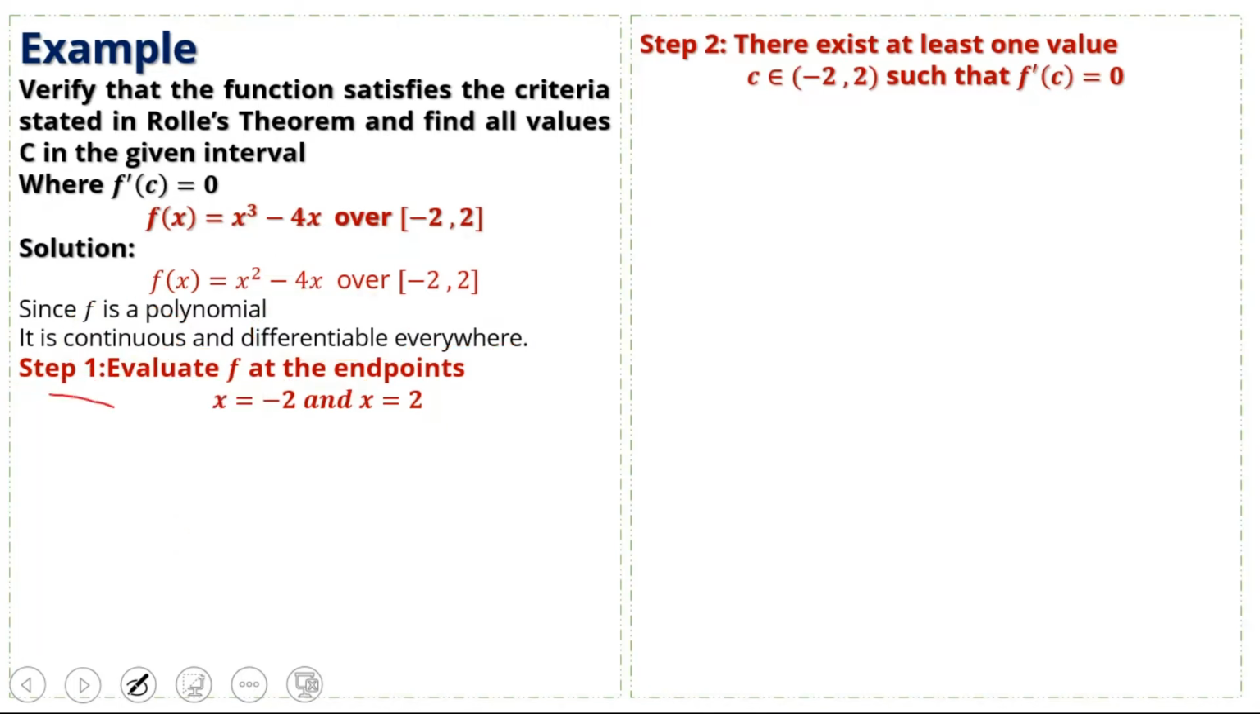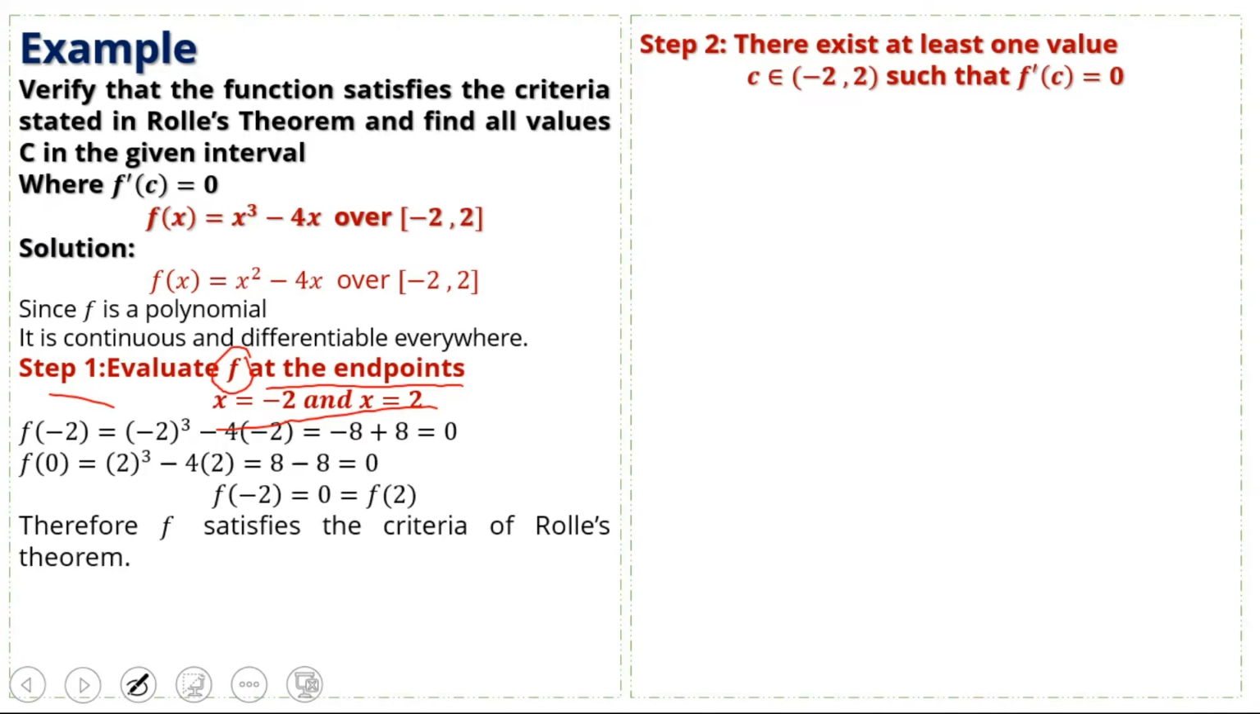As the first step we find the value of the function. We evaluate the function at the endpoints of the interval, x is equal to minus 2 and x is equal to 2. The value of the function at x is equal to minus 2 is 0, and at x is equal to 2 it is also 0. So the value of the function at the endpoints of the interval is the same. Therefore f satisfies the criteria of Rolle's theorem.